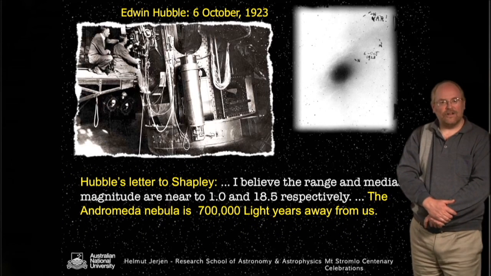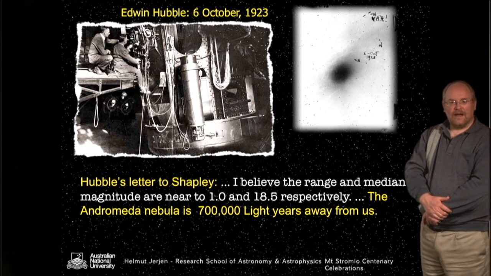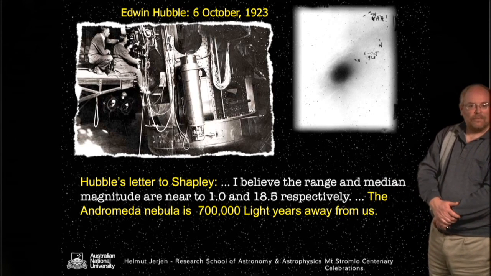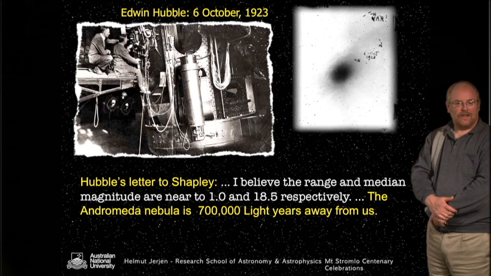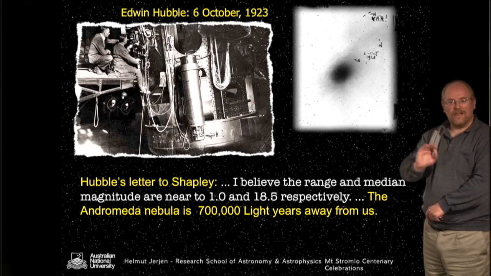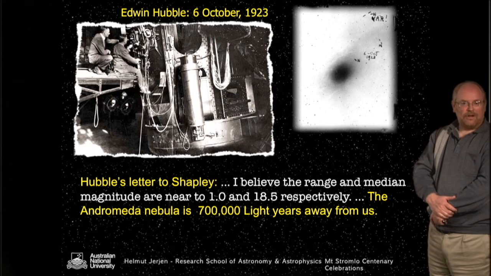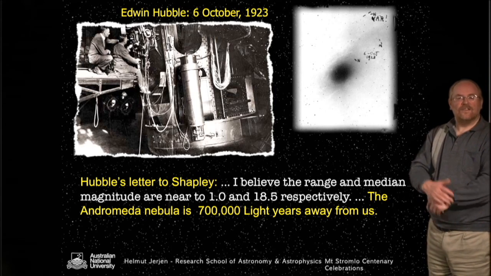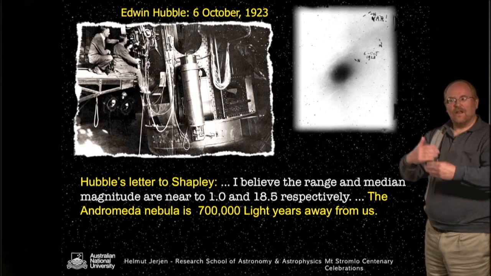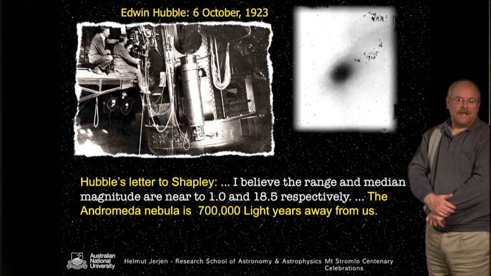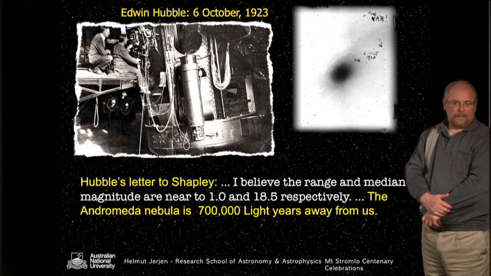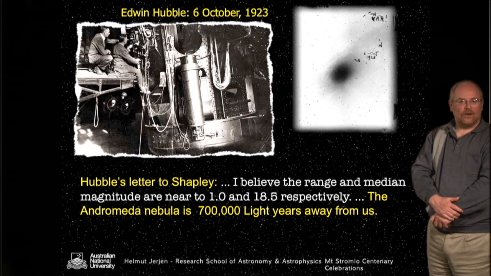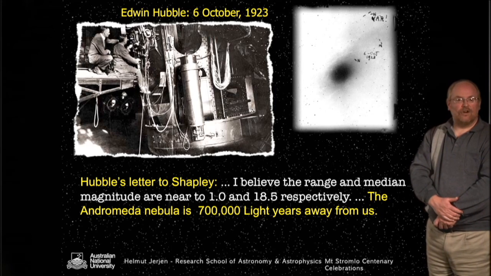And he wrote a letter to Shapley saying, I believe the range and median magnitude are near 1.0 and 18.5 respectively. And the conclusion out of these measurements was that the Andromeda Nebula is in fact 700,000 light years away from us. So a much, much larger distance than what was predicted for Spiral Nebula by the model of Shapley. Shapley immediately realized the impact of this measurement, and he wrote Hubble back.